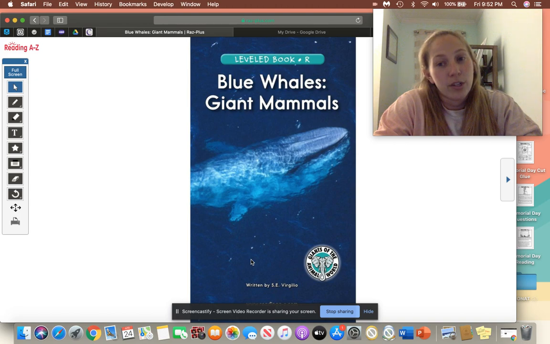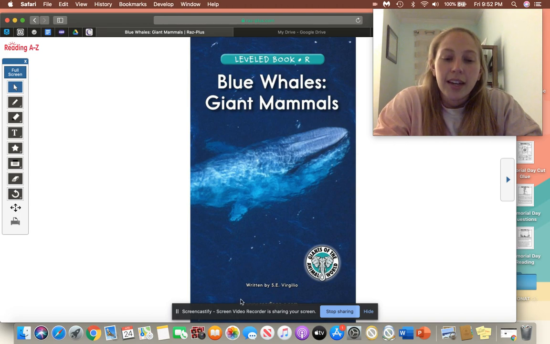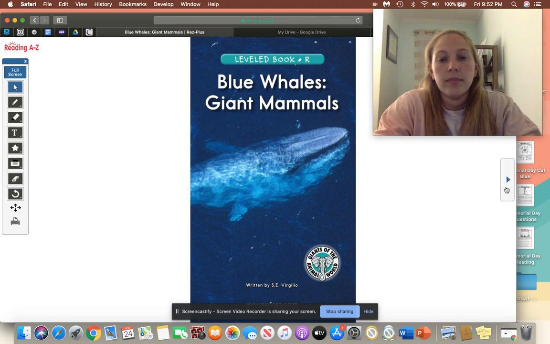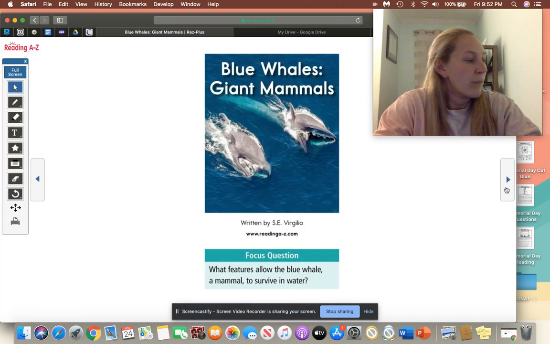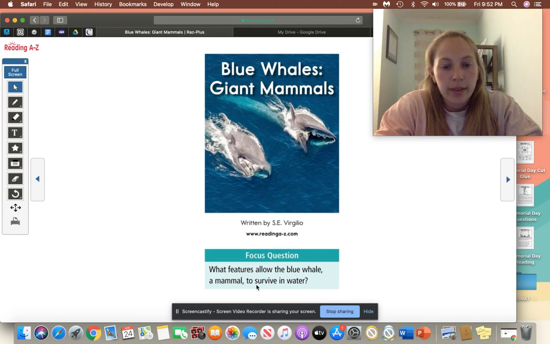Well, it's a nonfiction book, so it's not really a story. It's written by S.E. Veriglio. This says blue whales, giant mammals. Focus question. What features allow the blue whale, a mammal, to survive in the water? So that's something to be thinking about.